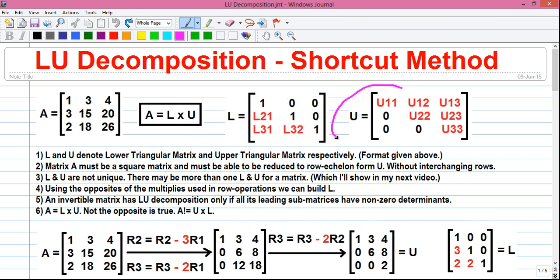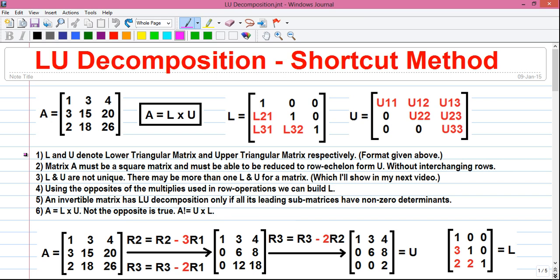And the next submatrix is U, that is the upper triangular matrix, where we have values only in the upper part of the diagonal, including on the diagonal elements, and the values below the diagonals are all 0. So U represents the upper triangular matrix, where the upper part forms a triangle. So just remember, U is upper and L is lower.